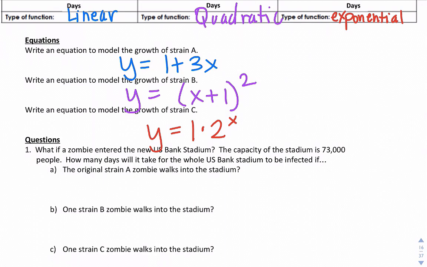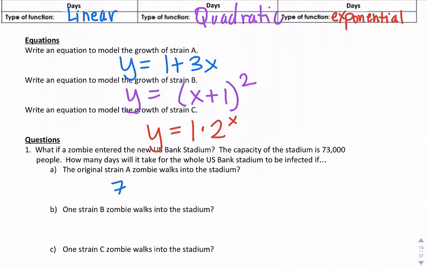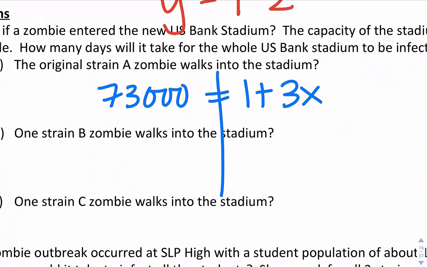Okay. What if a zombie entered the new U.S. Bank Stadium? The capacity of the stadium is 73,000 people. How many days will it take for the whole U.S. Bank Stadium to be infected if A walks into the stadium, B, or C? So we're going to make an equation, and we have the capacity, which is 73,000. We're going to set that equal to 1 plus 3x. All right, so this you will solve algebraically. You'll subtract 1, divide by 3. That one you should be able to do.